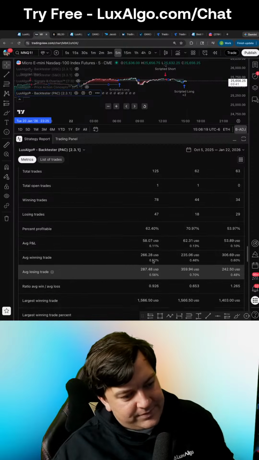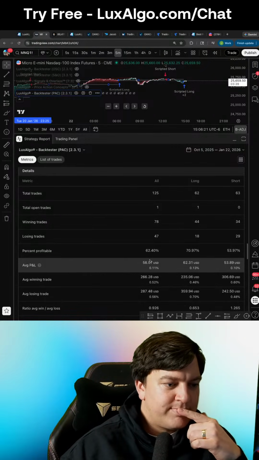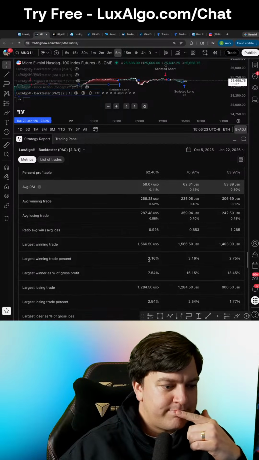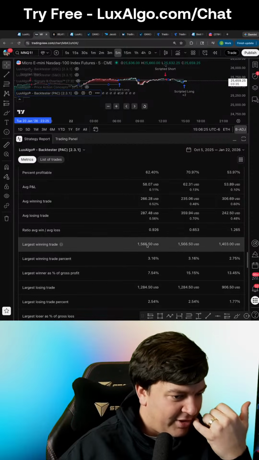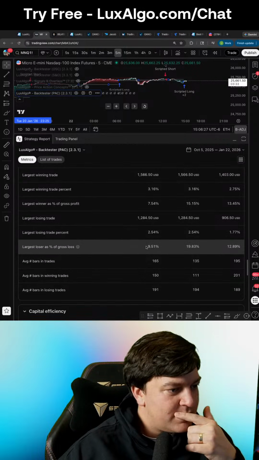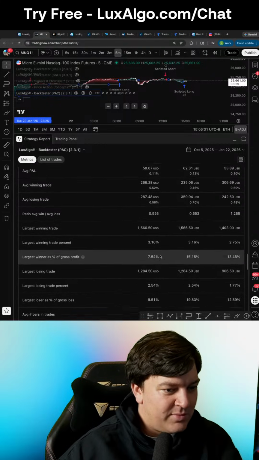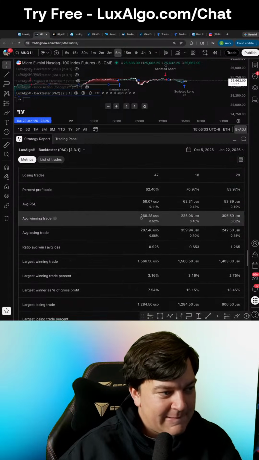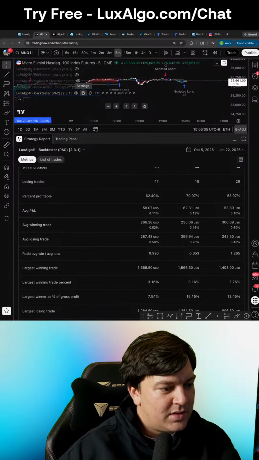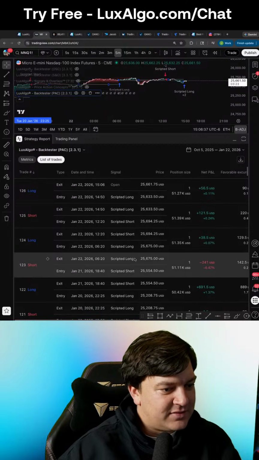Let's see. Largest winning was 1500. Largest losing was 12, so we would probably want to avoid that. The average winning is 266. Let's look at the trades.